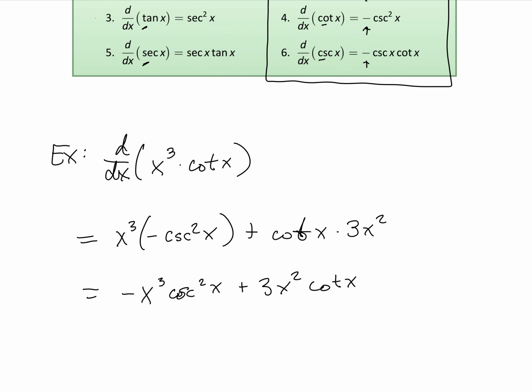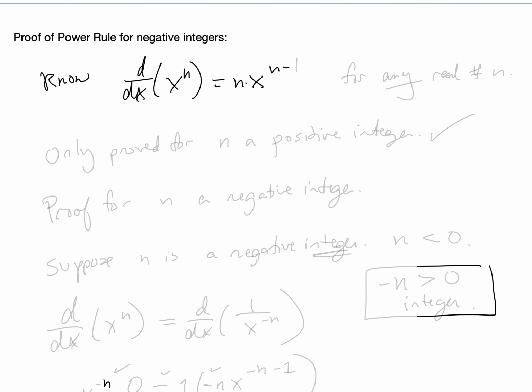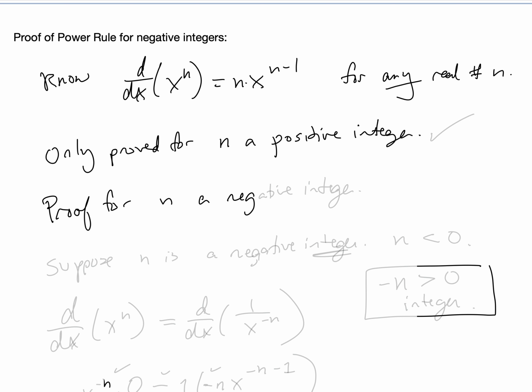Let's also use the quotient rule to prove the power rule for negative integers. So we know that the power rule in general is true, that the derivative with respect to x of x to the n is n times x to the n minus 1 for any real number n. So n could be pi, n could be negative 406.2, n could be 12, etc. But so far we have only proved it for n a positive integer. And I said that we'd prove it for other values of n as we proceed through the course. Let's now do the proof for n a negative integer.